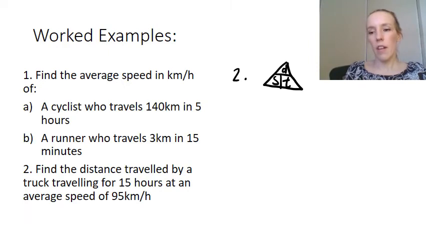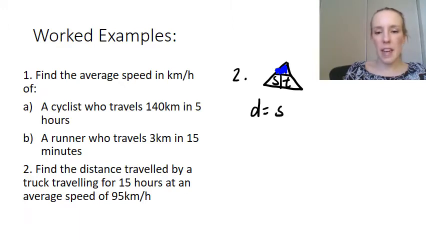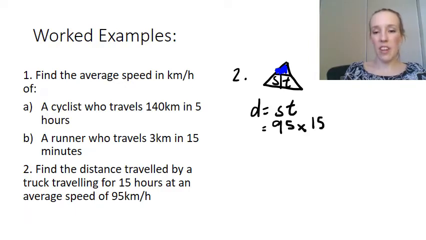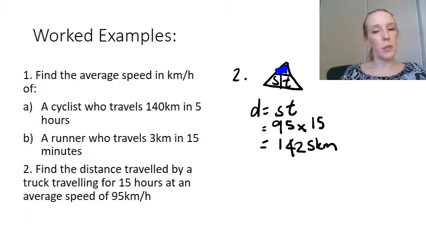So if I use this colour, we'll cover it up. What are we left with? Speed next to time. So distance equals speed multiplied by time. So our speed is 95 kilometres an hour and our time is 15 hours. So 95 times 15, that will give us a distance of 1,425 kilometres. So that's how far the truck would have travelled.